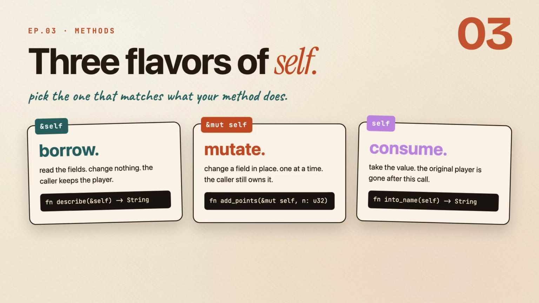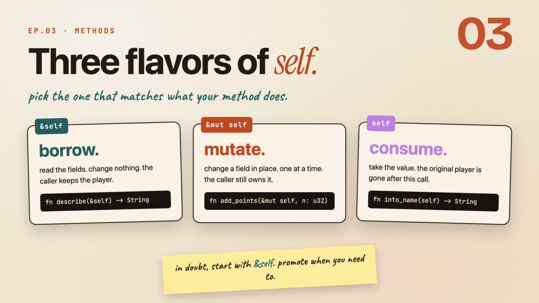Now, if you need the value itself, you take plain self. Into_name consumes the player, hands back the name string, and the original player is gone. When would you want to do that? Three reasons. One, you're converting between types. Two, the value is huge and copying would be wasteful. Three, you want to build something step by step, like a builder chain, maybe.